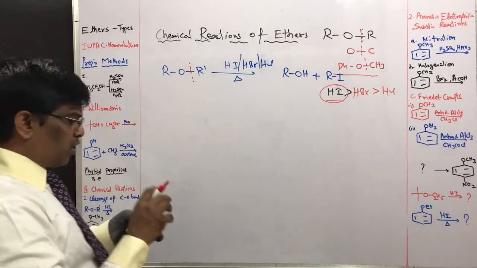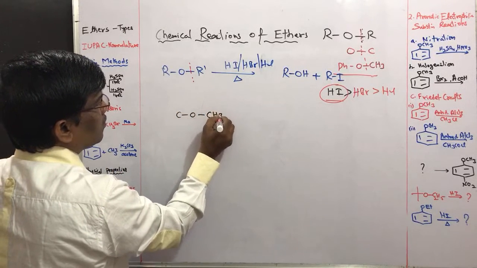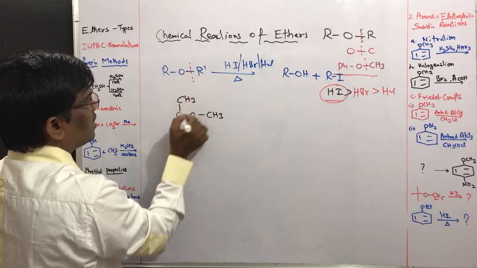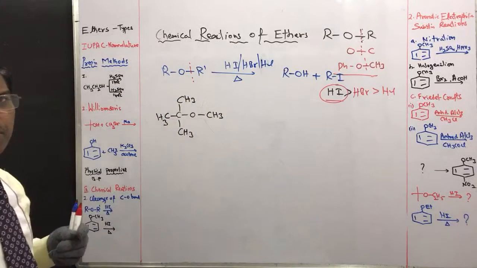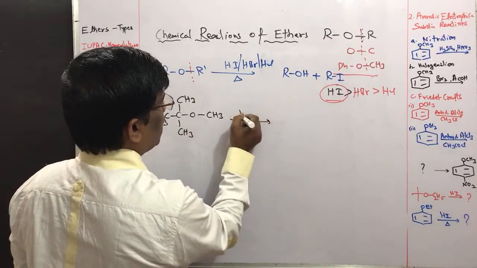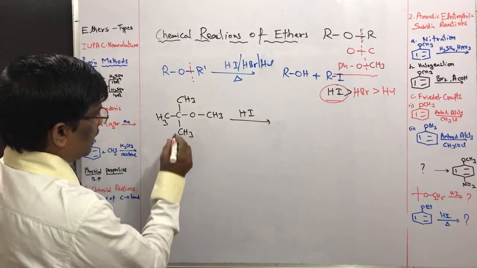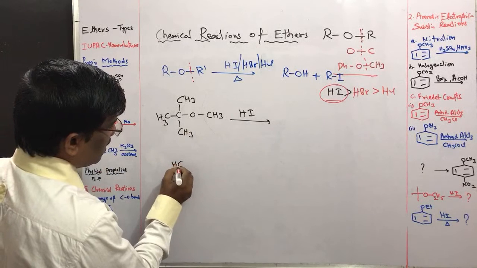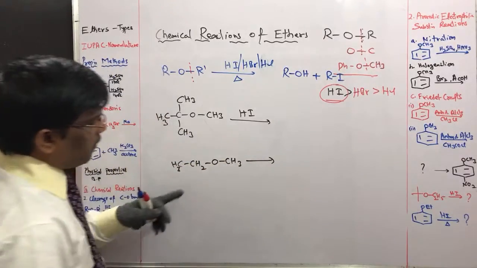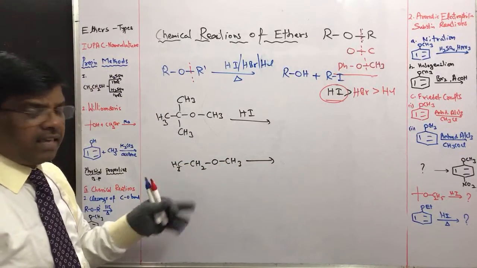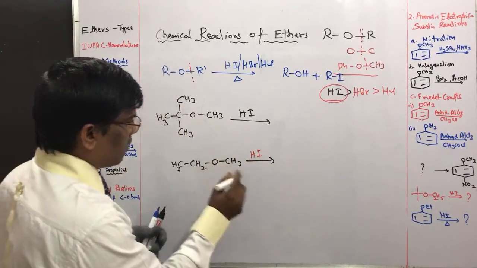So, which ether is going to be cleaved? For example, this is the ether. Which side is going to come out? So when I add HI, what is going to happen? Just guess. And another example, if I take simple CH3 CH2 O CH3, so if I take this methoxyethane as an ether and do the reaction with HI, what am I going to get?